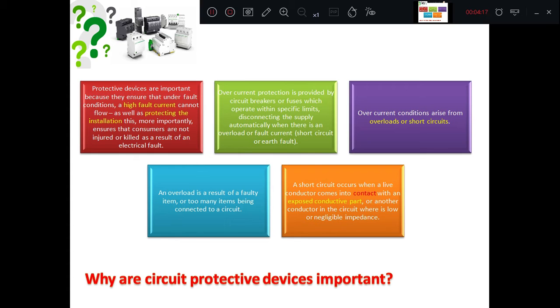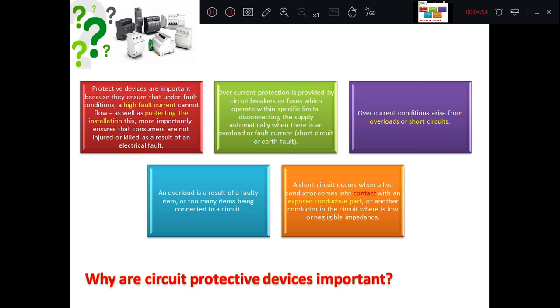Why are the circuit protective devices important? The protective devices are important because they ensure that under the fault condition the high fault current cannot flow, as well as protecting the installation. More importantly, they ensure that the consumers are not injured or killed as a result of an electrical fault. The main thing is to protect the equipment as well as to protect human beings from electrical shock.